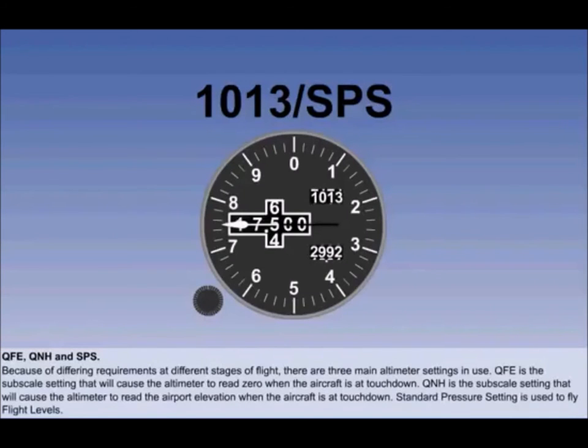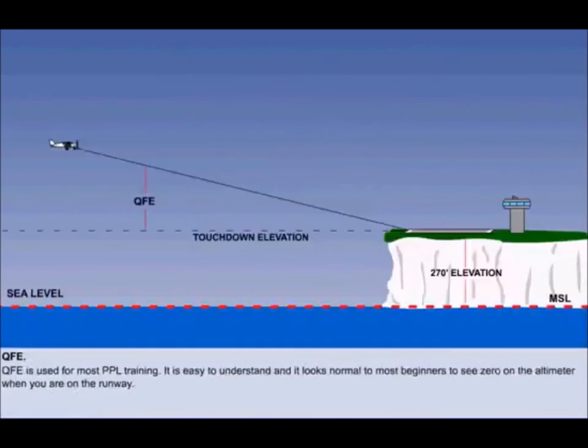Standard pressure setting, or 1013, is what we set when required to fly flight levels. Flight levels are always given in hundreds of feet, and usually only five hundreds and whole thousands of feet are used. QFE is used for most PPL training. It is easy to understand, and it looks normal to most beginners to see zero on the altimeter when you are on the runway.